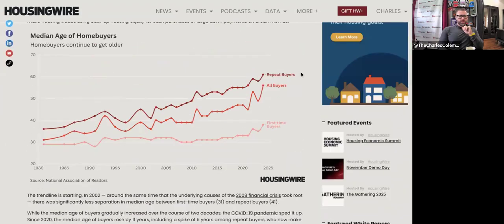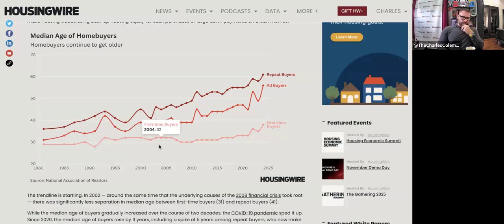So I think this is the only thing that we should be looking at. It says median age of home buyers. Home buyers continue to get older. Okay, so here we go. We're going from the 1980s up to 2025, right? Because that's 2 months away at this point.